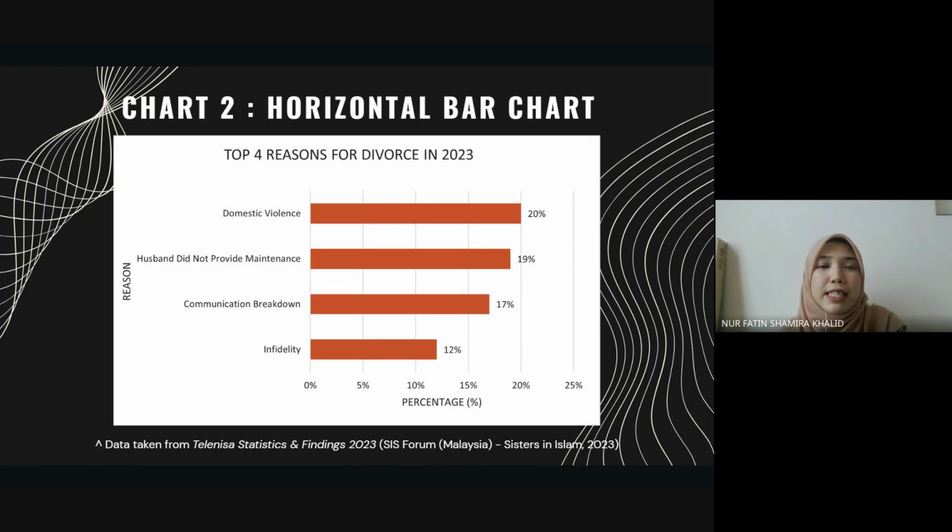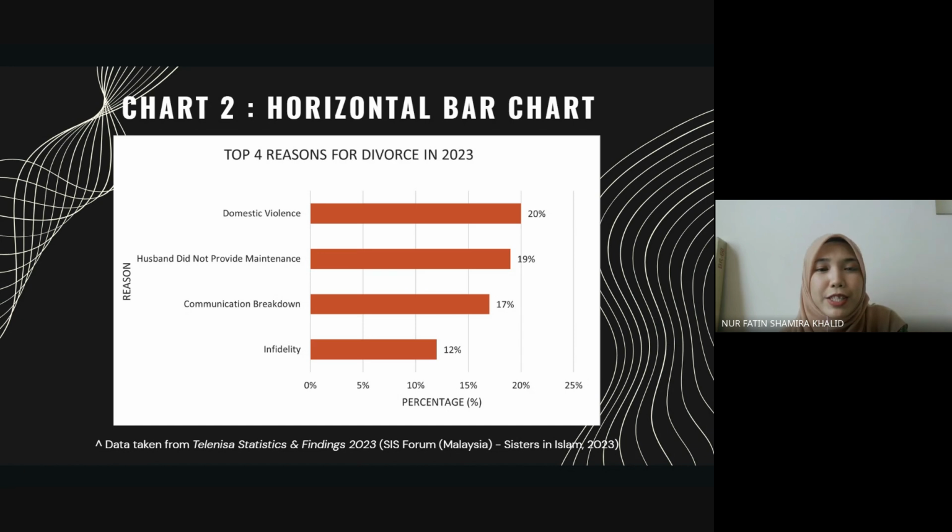The second reason is husband did not provide maintenance at 19% of cases. This means the husband didn't support the family financially. After the pandemic, many families struggled with money, which may explain the sharp rise in divorces in 2022, as we explained in the chart before.